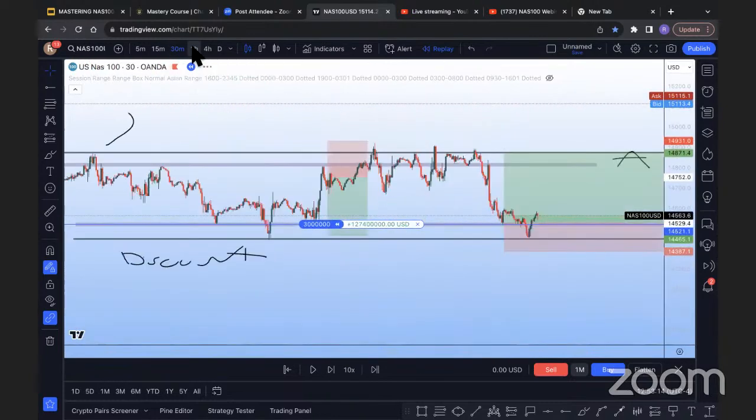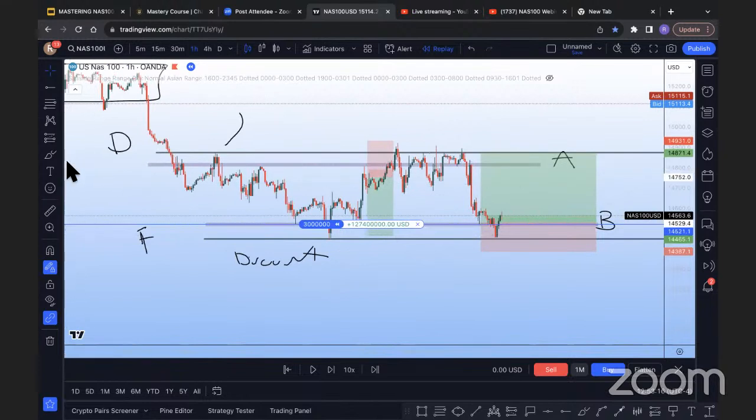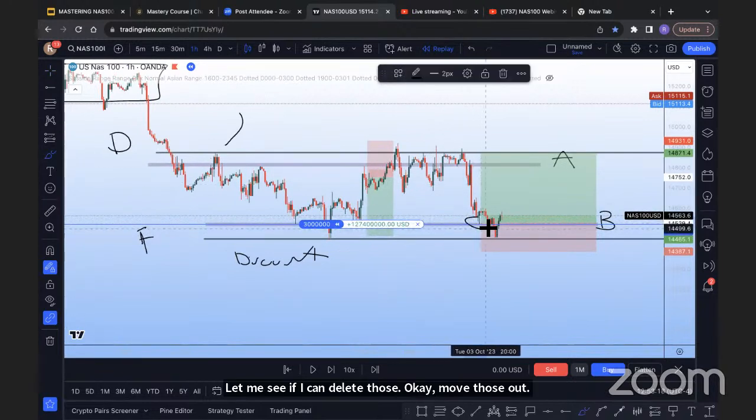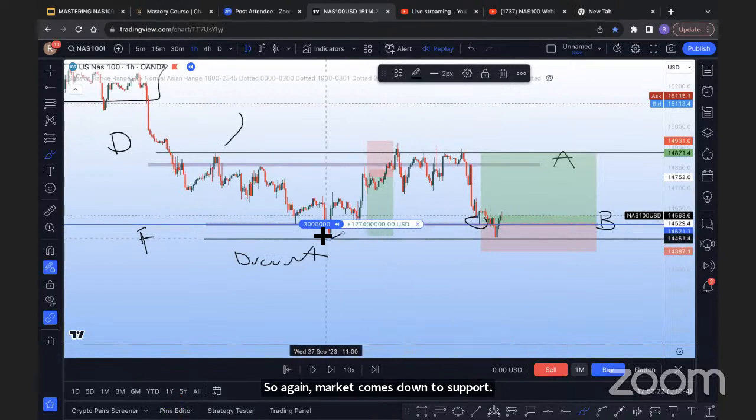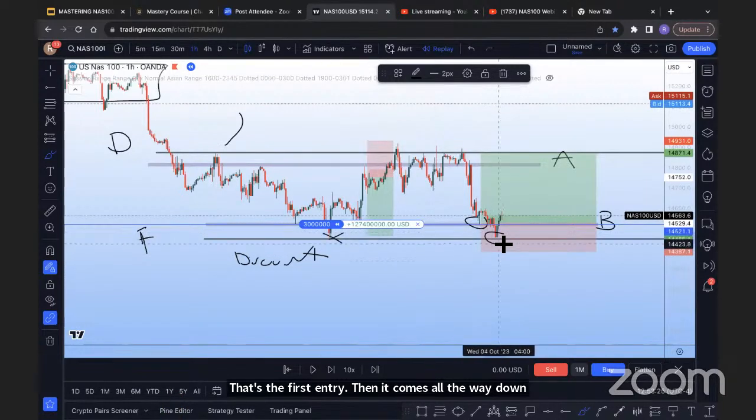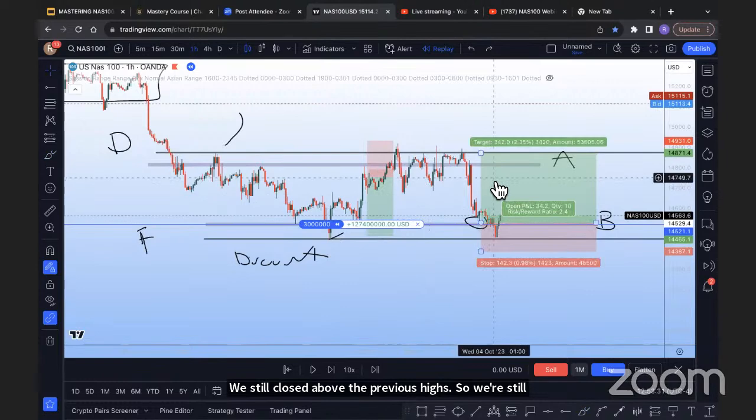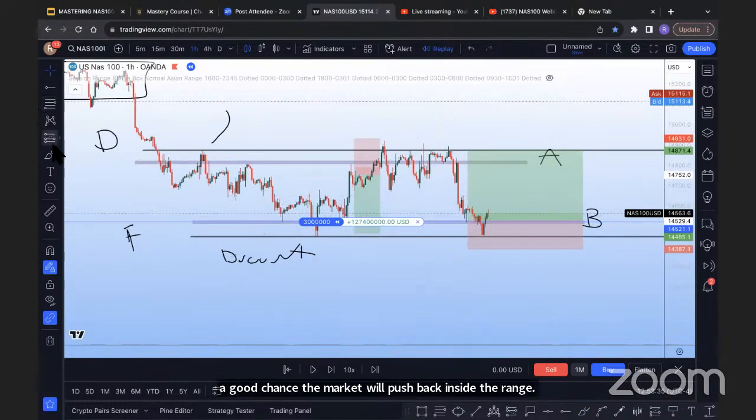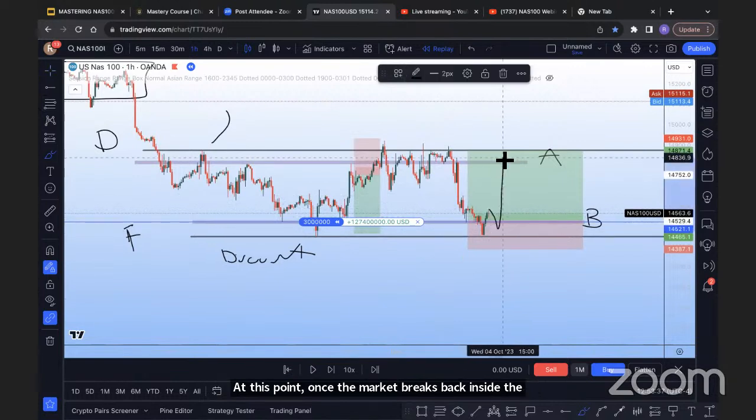Let me see if I can delete those. Okay, move those out. So again, market comes down to support. That's the first entry. Then it comes all the way down to grab liquidity. But guess what? We still closed above the previous highs. So we're still creating a high or low scenario, and that means there's a good chance the market will push back inside the range. At this point, once the market breaks back inside the range, I'm waiting for one more retest and a continuation.